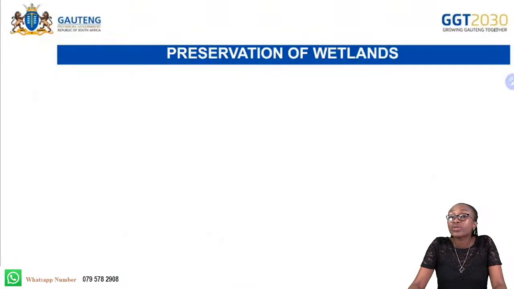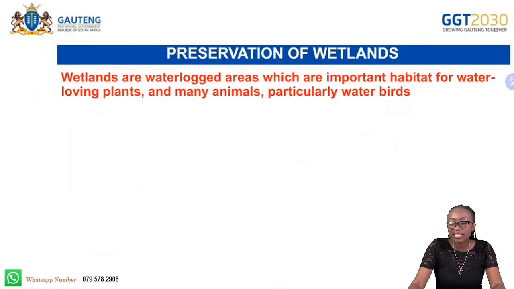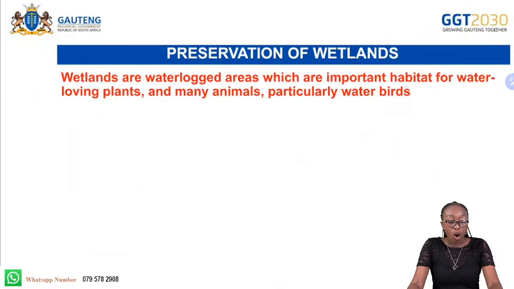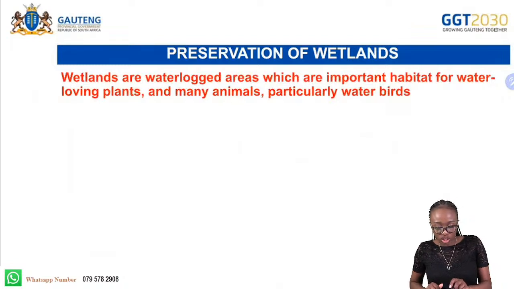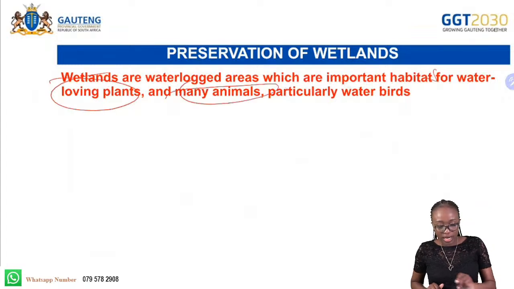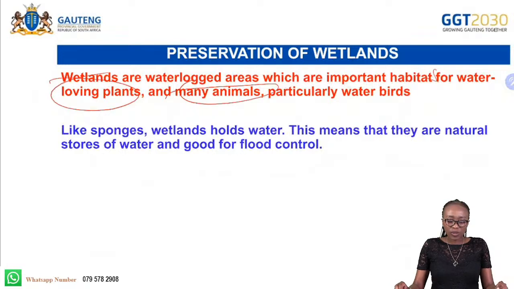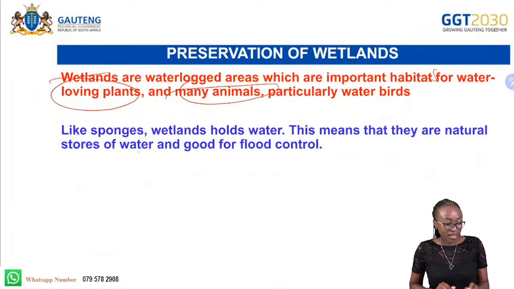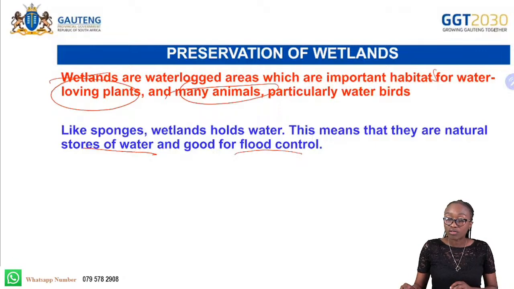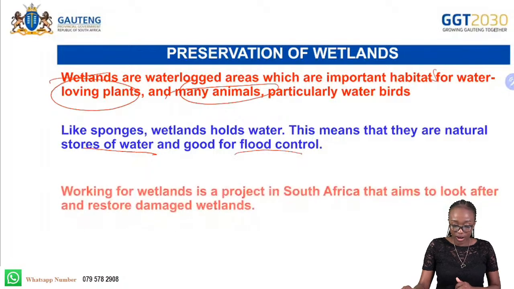Welcome back, grade 8. Let's continue with our lesson. Now we're going to learn about the preservation of wetlands. What are wetlands? Wetlands are waterlogged areas which are important habitats for water-loving plants and many animals, especially water birds. They are like sponges, so they hold water, and this means that they are natural stores for water and they are good for flood control. So wetlands are very important because they do so much good to the environment.